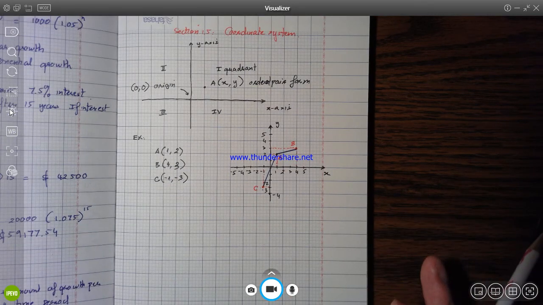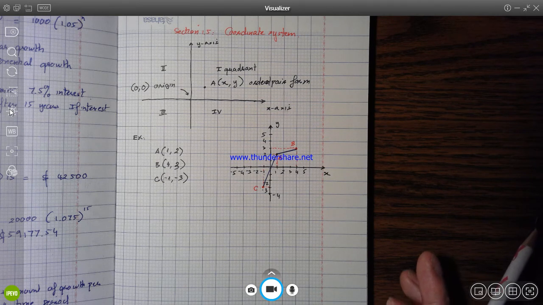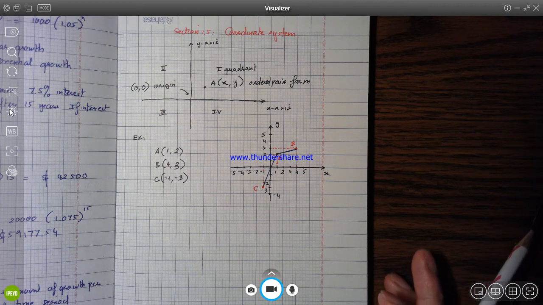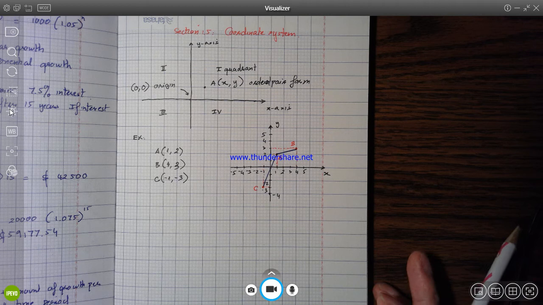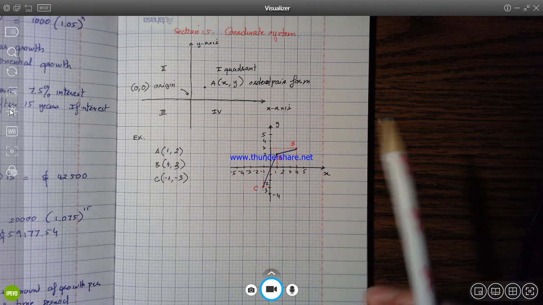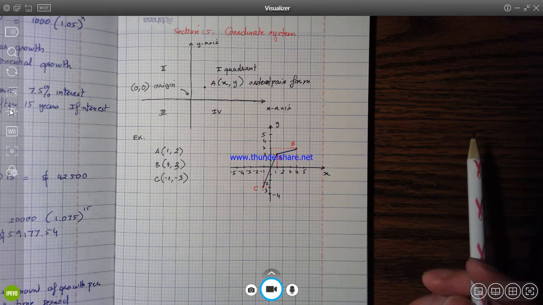It's nothing hard. As long as you can collect the data and write the data in ordered pair form, it'll be very easy for you to display that on the coordinate system. Let me see if we have any other example here. Well, I guess all the examples are kind of the same thing. So I'm gonna stop right here because that's all we need to know about the coordinate system.